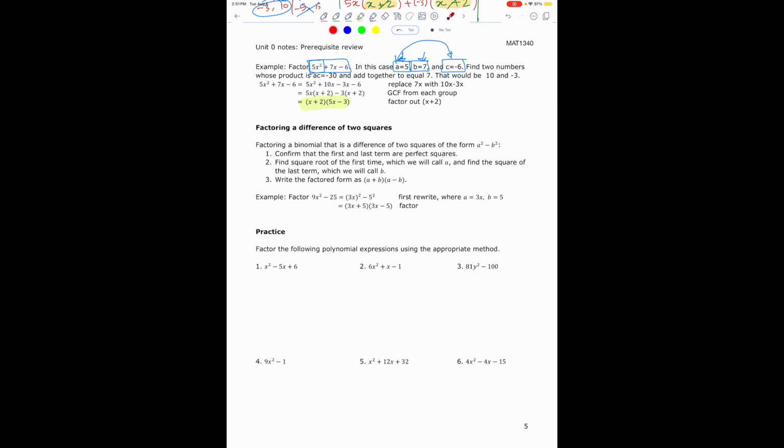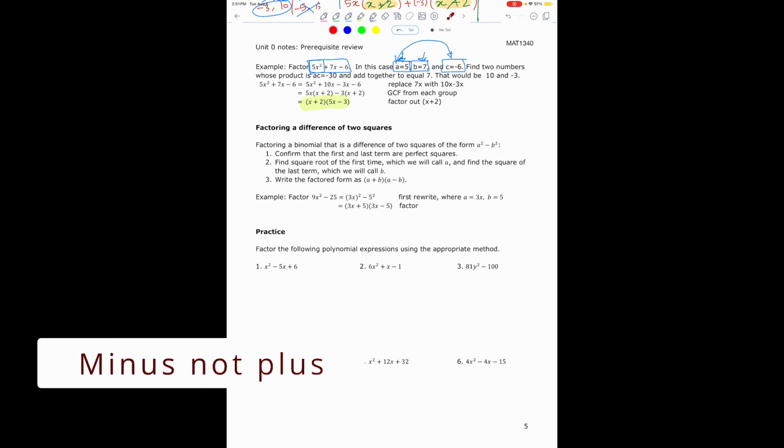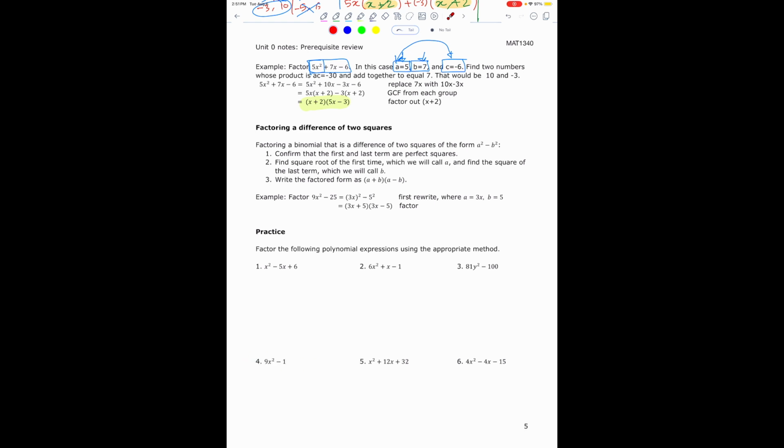The third type of factoring is the difference between two squares. If you have a binomial that is a difference between two squares, which is usually of the form a squared minus b squared, then we can factor these types of binomials using this method. It's going to be a plus b, which is the square root of the first term and the square root of the second term, we add them, and then times a minus b, which is the square root of the first one and the square root of the second one, and then we subtract them.